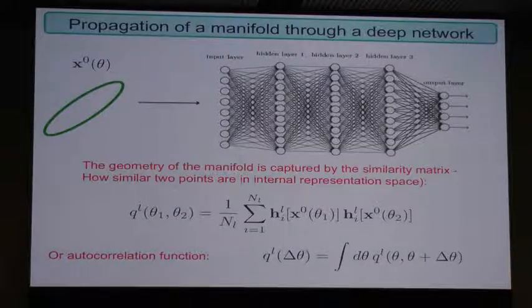Theta is some coordinate on the circle. Theta 1 and theta 2 are 2 points on the circle. These 2 points will create 2 internal representations up here. And I can look at the inner product between those 2 representations. It's the same thing that we did for 2 points, but now it's a function. In particular, I can look at the autocorrelation: if I move a distance delta theta, how quickly does the correlation between the internal representations of those 2 points fall off, averaged over the circle. So we can look at that.